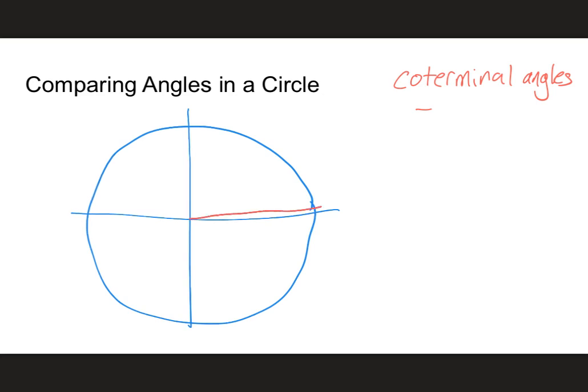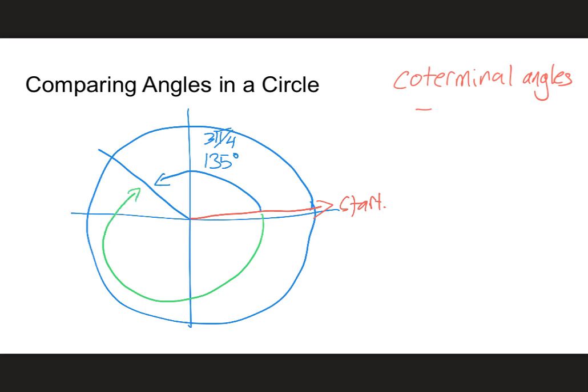So all of our angles start at 0. This is going to be the initial side of any angle that we do. And if I had an angle that was, let's go here, that would be about 135 degrees, or 3 pi over 4. And I had a different angle that went the other way but ended up at the same place. These would be called coterminal angles.